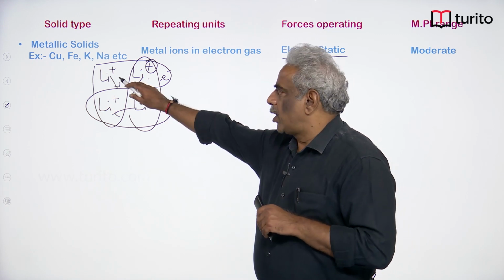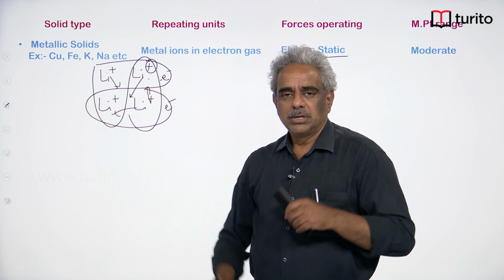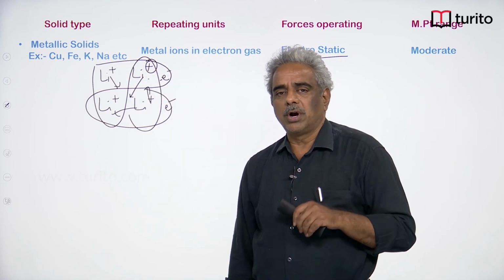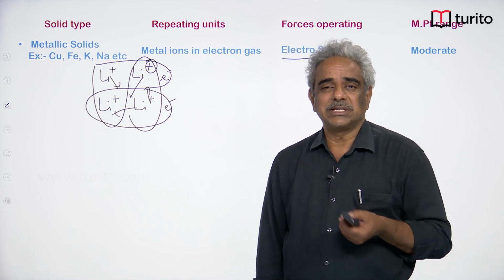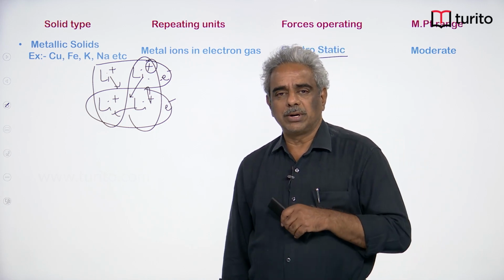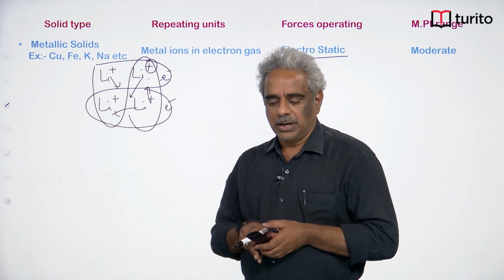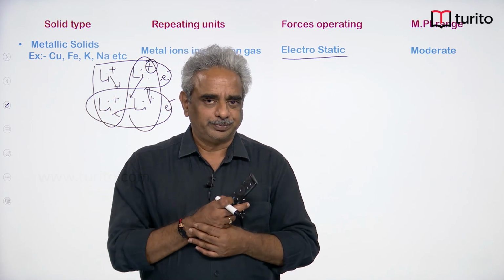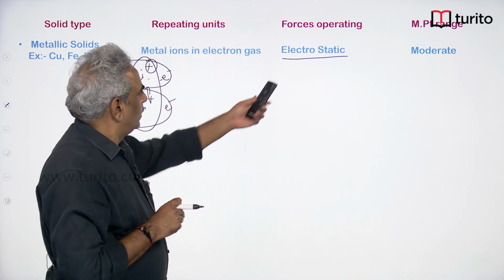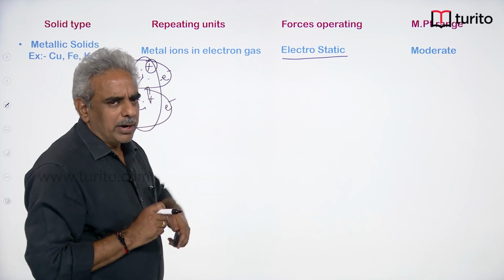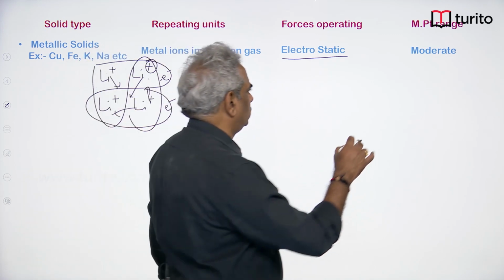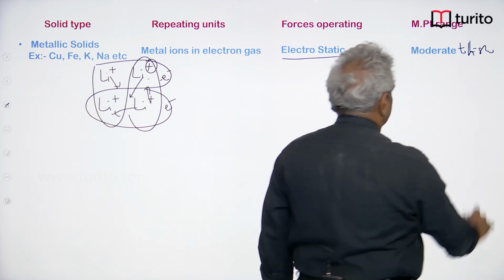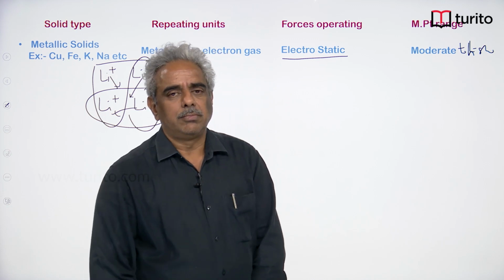So lithium, small ion in some electron cloud, cesium, big ion in the same electron cloud. Obviously what will happen? Electrostatic force is less in cesium. So cesium melts at a lower temperature than lithium. The metallic bond in lithium is stronger than in cesium. The electrostatic force that is coming is generally moderate, I said moderate to high you can say. A little high, that actually depends.